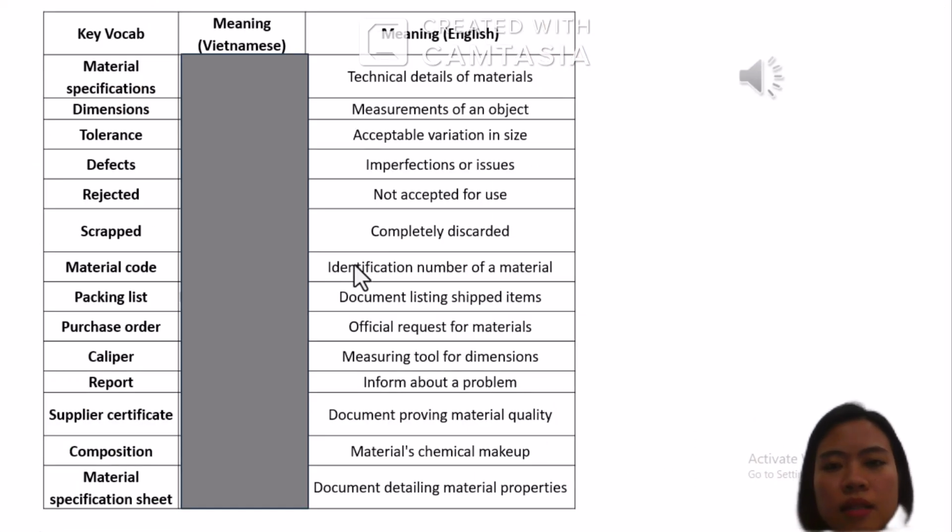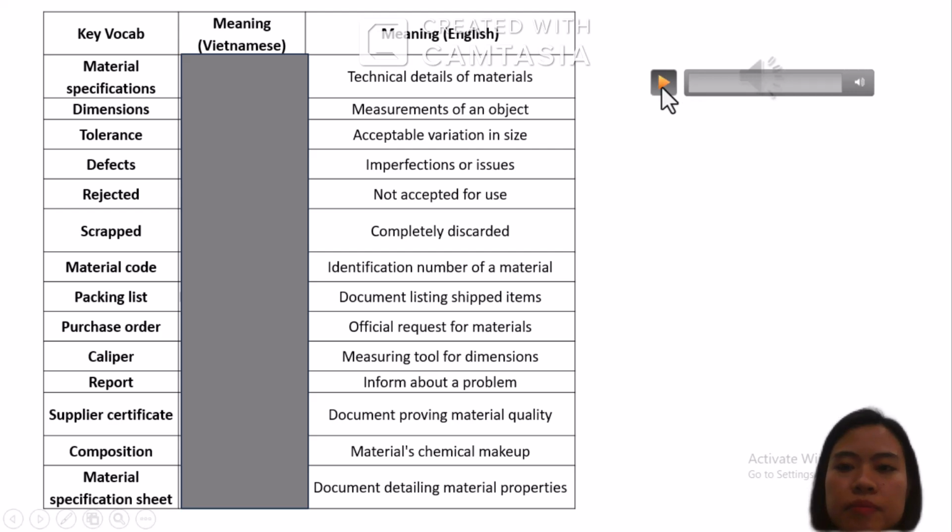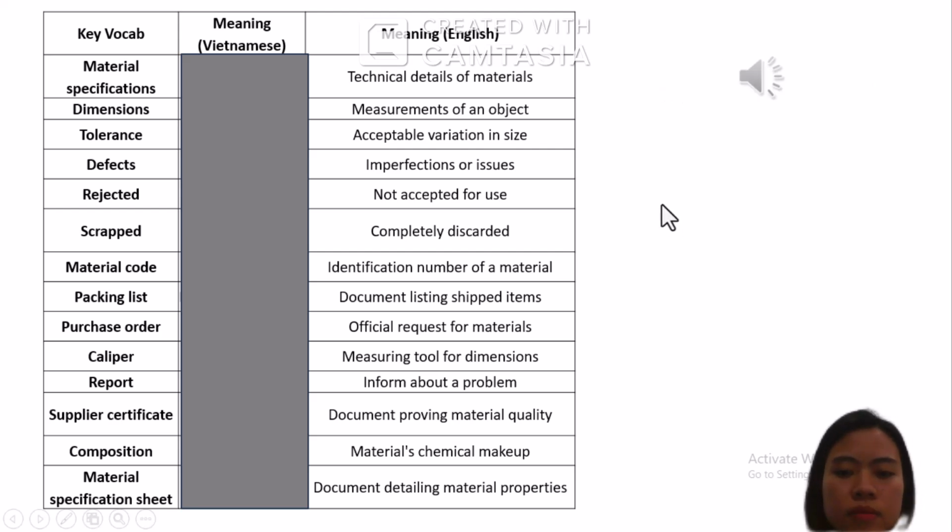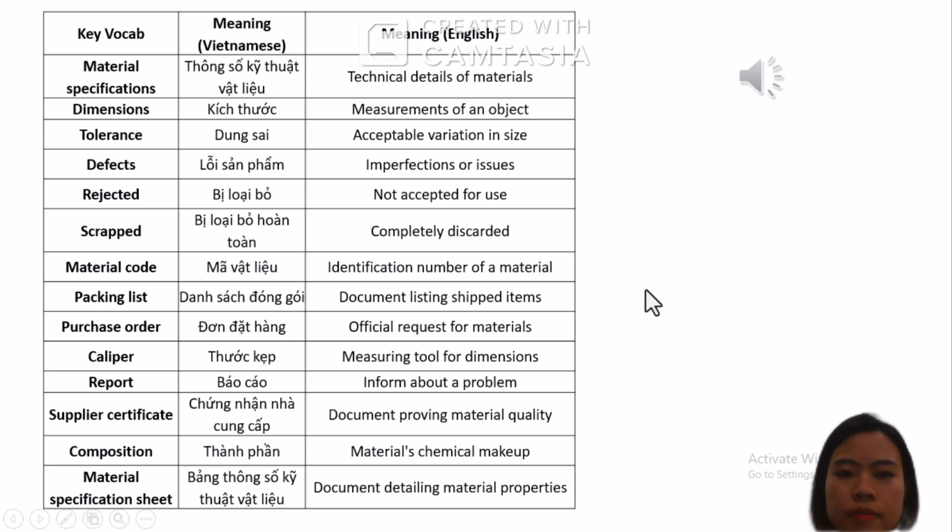Now let's have a look at all the key vocab of today's lesson one more time before we move into the listening part. Material specifications. Dimensions. Tolerance. Defects. Rejected. Scrapped. Material code. Packing list. Purchase order. Caliper. Report. Supplier certificate. Composition. Material specification sheet. Have you got all the words remembered?